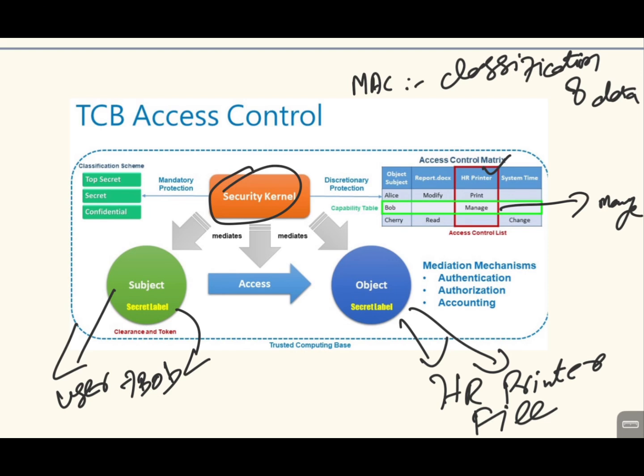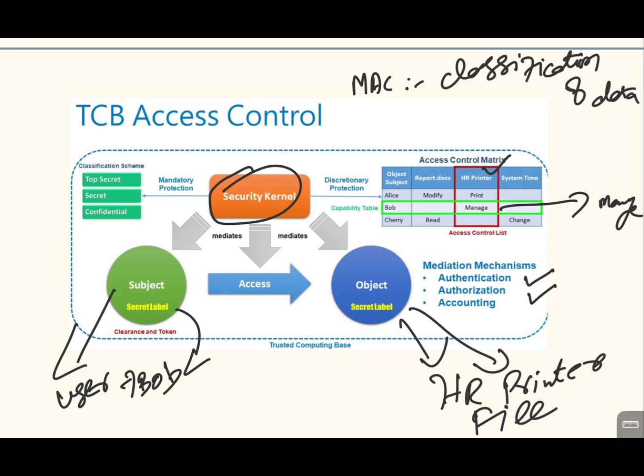Let me now explain a step by step breakdown of Bob's access to the HR printer. The first thing is authentication. Bob logs into the system with credentials, right? And the system verifies that Bob is a legitimate user. If Bob is a legitimate user, then he will be authenticated, right? He will get access.